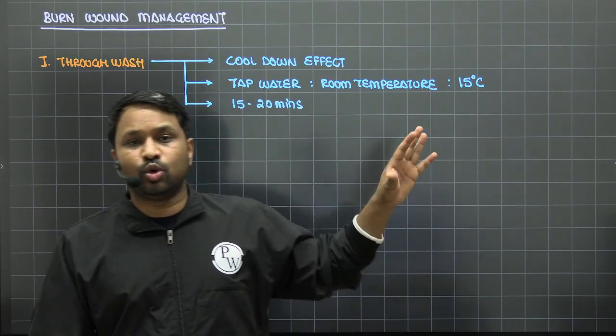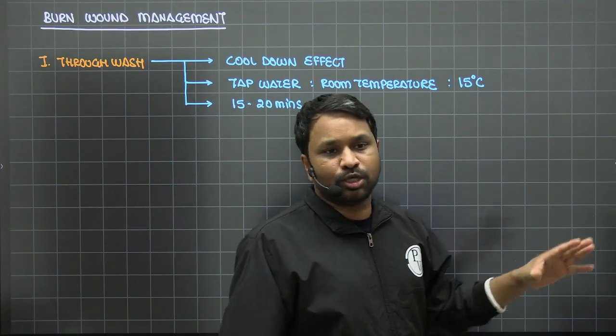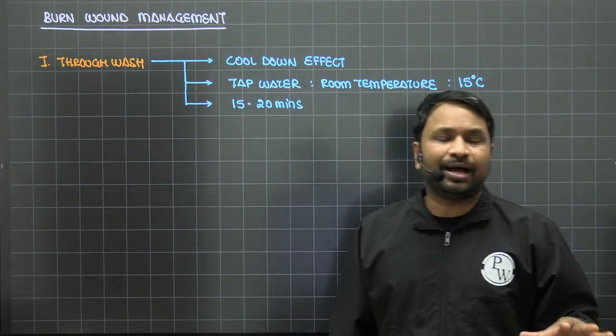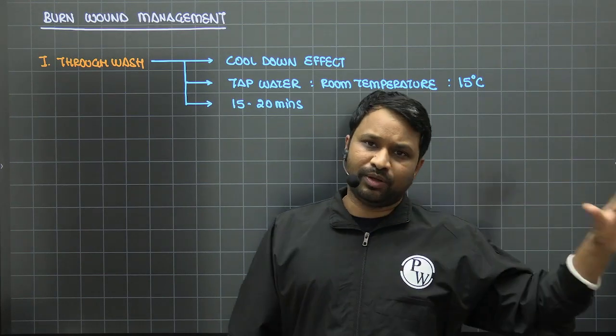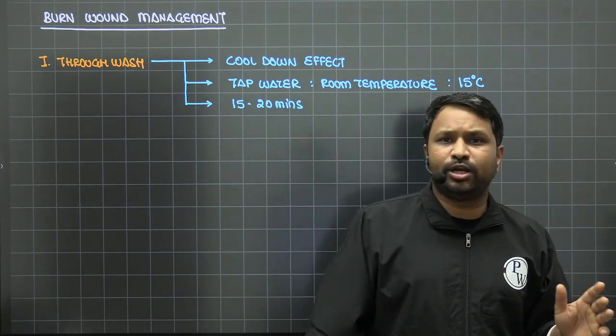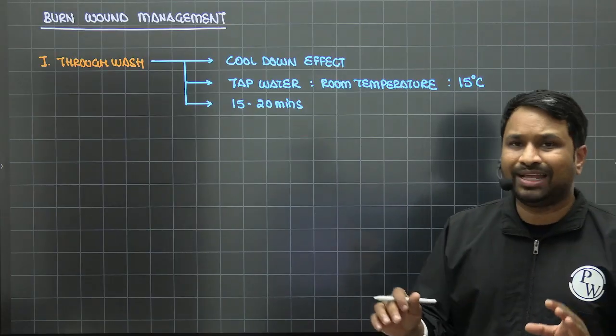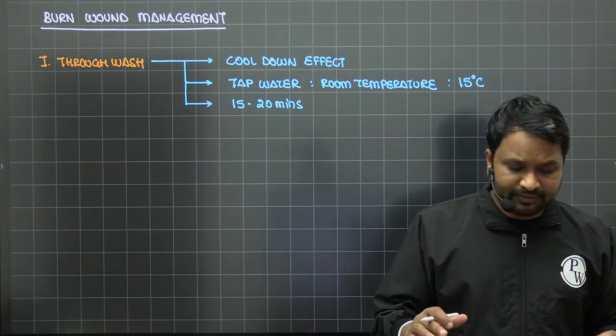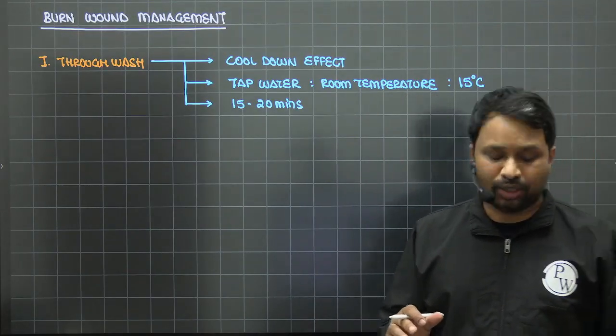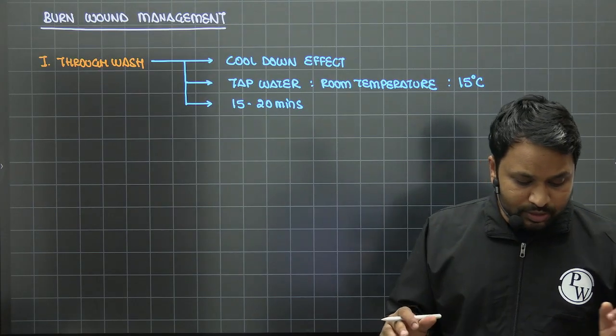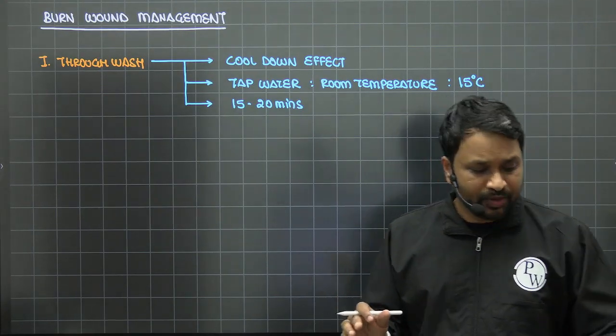So I'm going to do a cool down effect by giving a wash. I will use tap water, and the tap water which we consider putting across here is going to be at 15 to 20 minutes of wash, right? So this is the first thing that you're going to do, that is with respect to the thorough wash. Clear? So I hope everybody's clear.